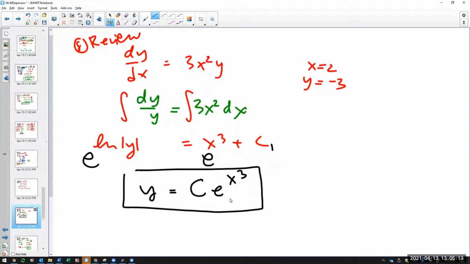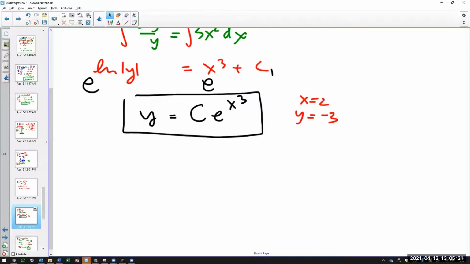Okay, so all we need to do is plug in c. And to find c, you need your initial condition. So now I'm going to find out what c is, but everywhere there's a y, I'm going to plug in -3. Everywhere there's an x, I'm going to plug in 2, right? Now, how do I solve for c? How do I isolate the c here? Just think of algebra. That's it. Algebra 1. Divide by what on both sides?